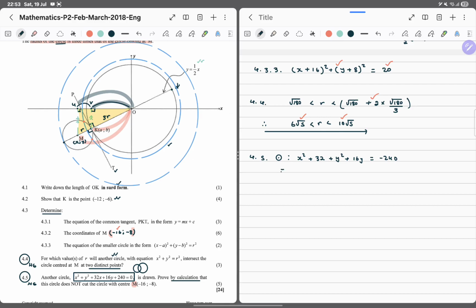We're just going to complete the square here, which implies that we've got x squared plus 32x plus, we're going to half 32. This is 16. Or perhaps we write it as 32 over 2 plus y squared plus 16y plus, we will add 16 divided by 2 equals minus 240 plus we will add this 32 over 2 all squared plus 16 over 2 all squared.